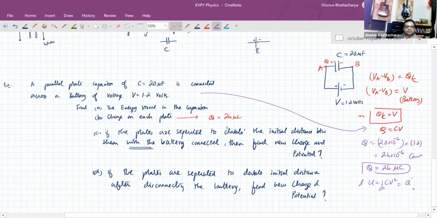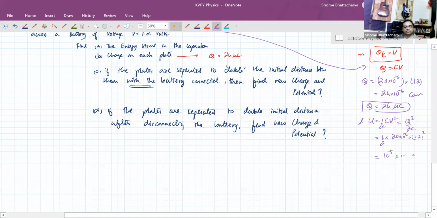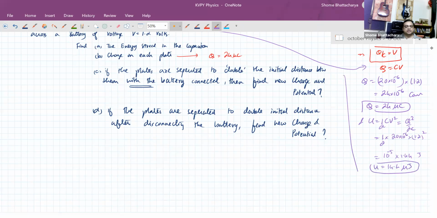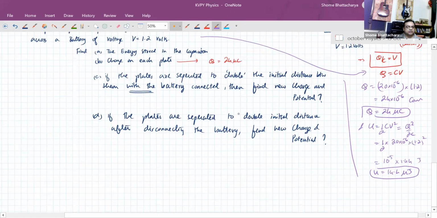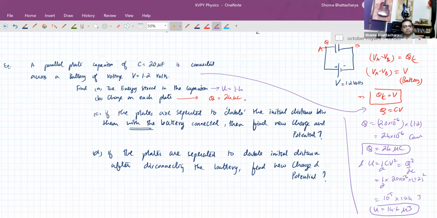So whether we write it like this or like this is one and the same thing. So in this case, it is half of 20 microfarad into 1.2 squared. So that is 10 raised by minus 5 into 1.44 joules. So we can say it is 14.4 microjoules. So this is the potential energy stored initially, like before we are making any change to the capacitor. So this potential energy will be 14.4 microjoules. Now the critical thing in this question actually, so this is the formula based part.